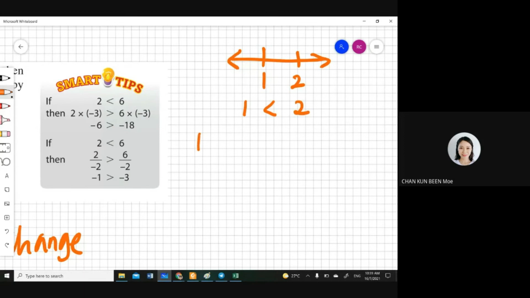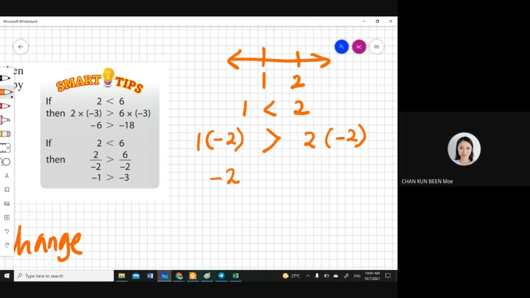Now the 1 and the 2, I multiply with negative 2. Once I multiply with a negative number, the symbol changes directly. Okay, so you can give me the answer already over here. 1 times negative 2 is equal to? Negative 2. Negative 2, correct.